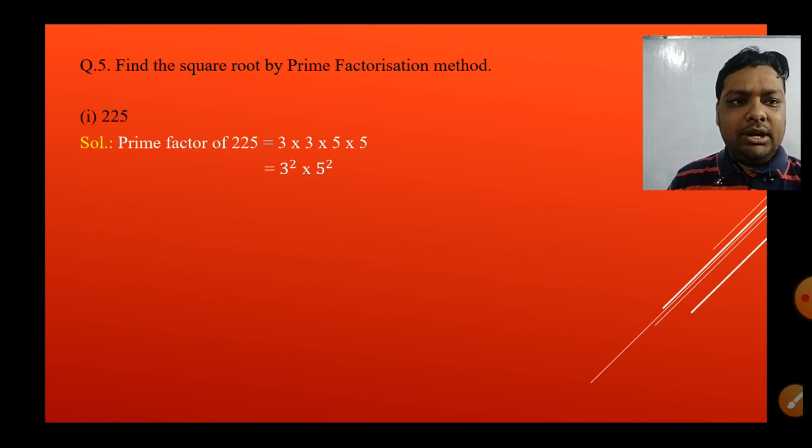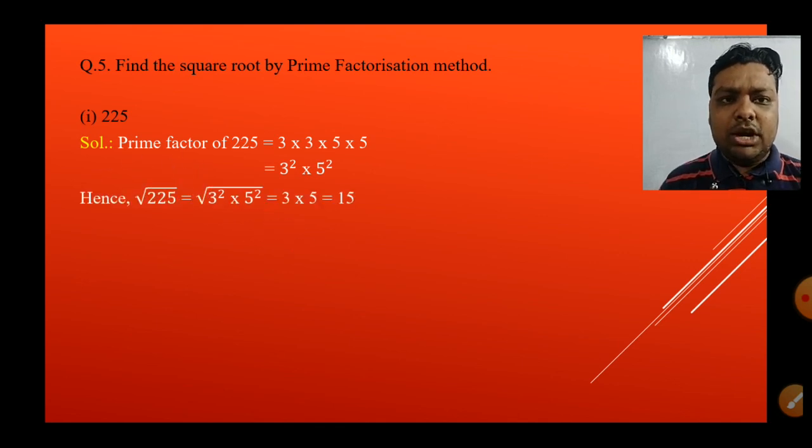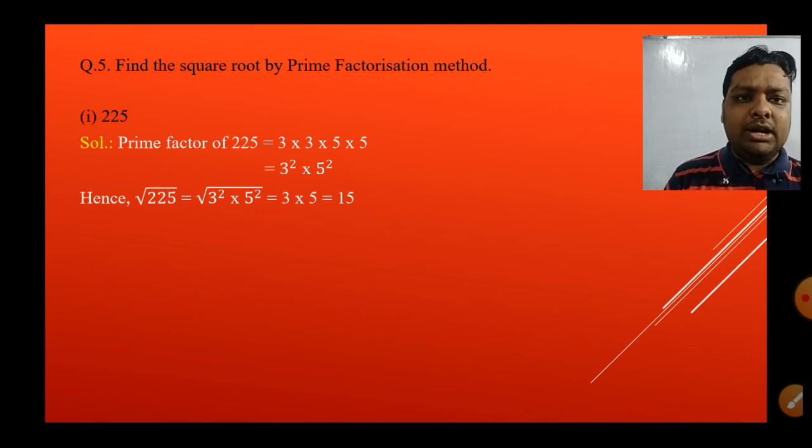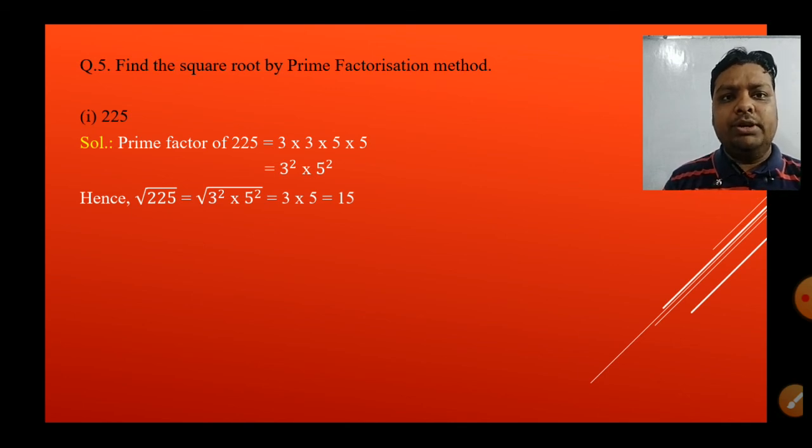Then we will write the root over 225 and then same root 3 square into 5 square, and to take out from the root we will write only, that is for one pair we will take out only one number. So instead of 3 square we will take out only 1 3, and instead of 5 square we will take out only 1 5. Now root over, so 3 into 5 will be 15. So we can say that the square root of 225 will be 15.